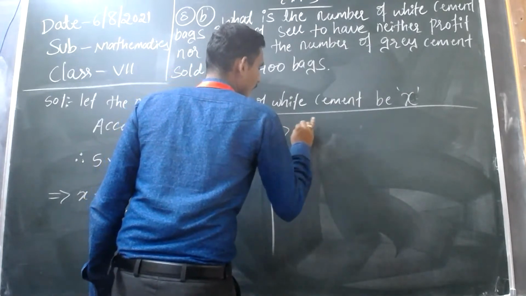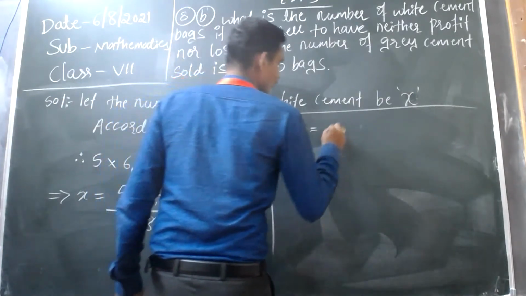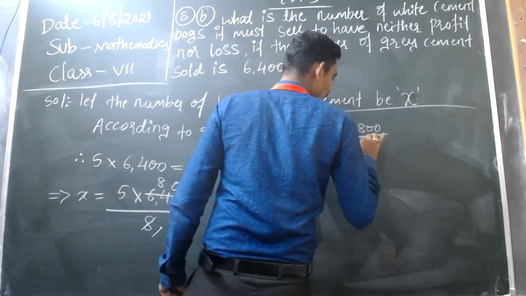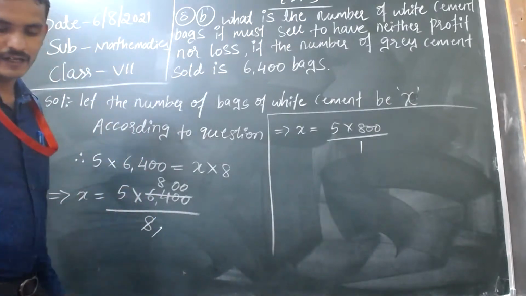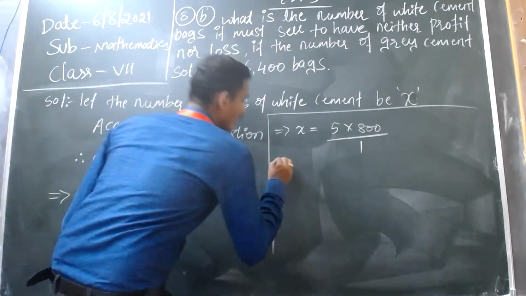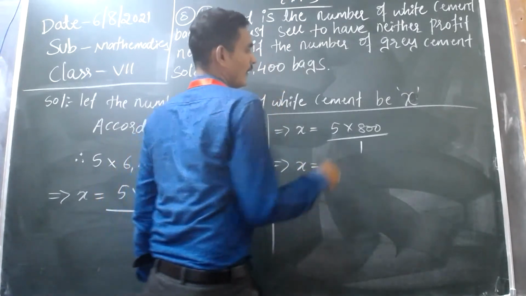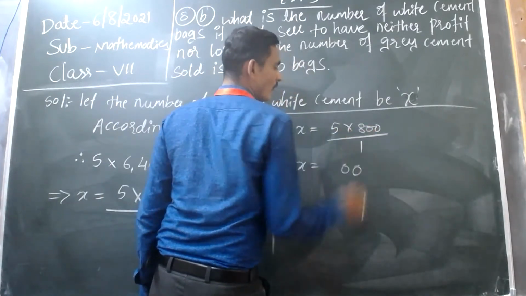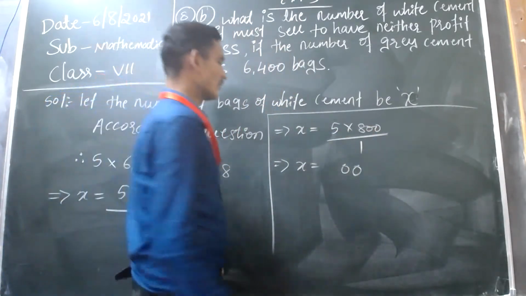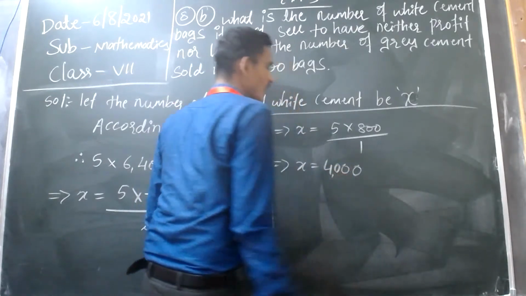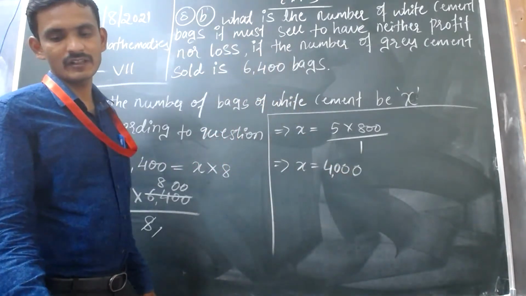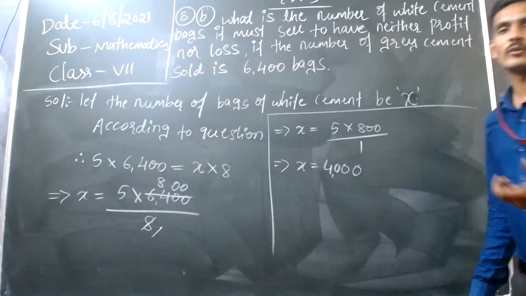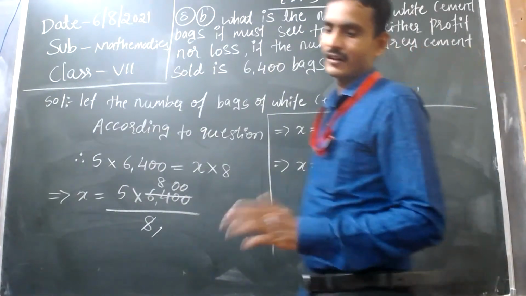So this implies X is equal to 5 into 800 divided by 1. 8 ones are 8, 8 eights are 64. Therefore X is equal to, 5 zeros are 0, 5 zeros are 0, 5 eights are 40. Yes or no? 5 eights are 40. So how many bags do we have to sell? Thus we must sell 4,000 bags of white cement to get neither a profit nor a loss.